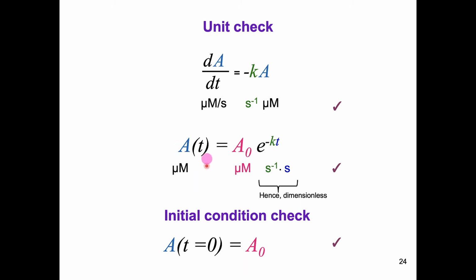In the exact solution, A is an amount, micromolar units. A naught is an amount, micromolar units. This is interesting, e to the negative kt. The units of k are inverse seconds. The units of time are obviously seconds. When you multiply those two together, they cancel out, and then this whole term becomes dimensionless. And hence we have amount equals amount. So the units balance here. And then, of course, A at time equals 0 equals A naught.